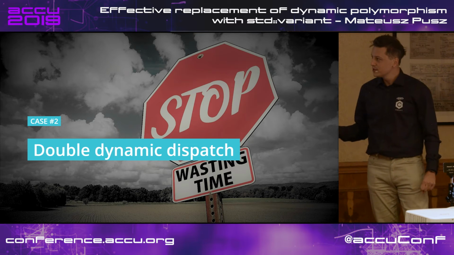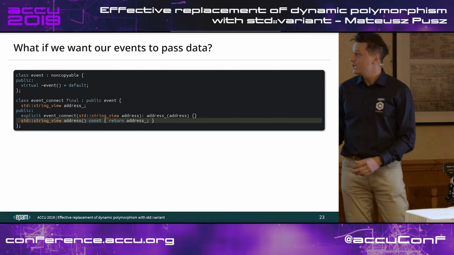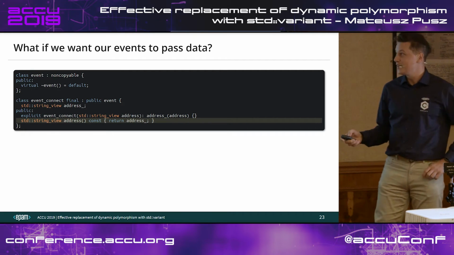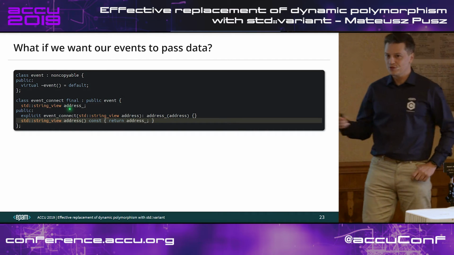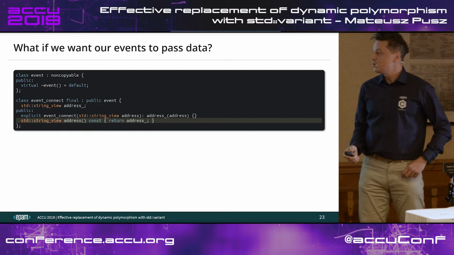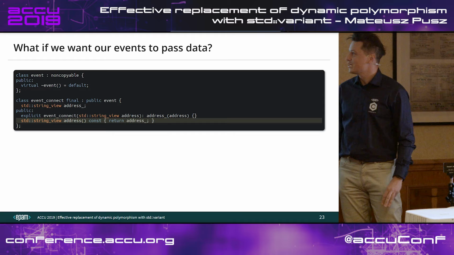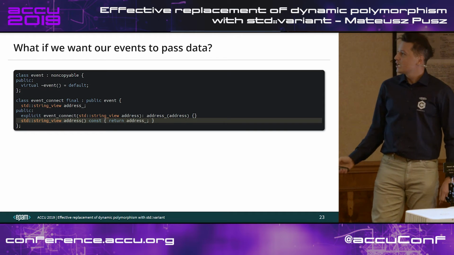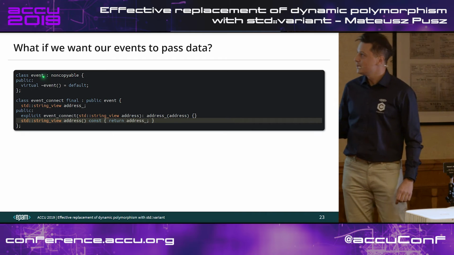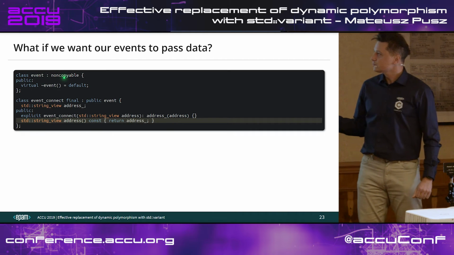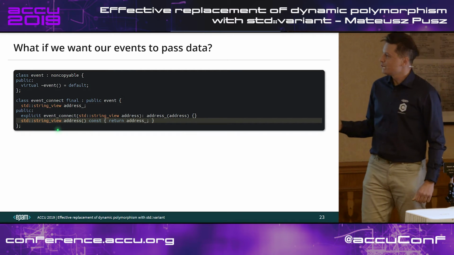The second case is double dynamic dispatch. So let's assume, for example, that one of our events wants to provide some data to our system. Like, for example, the event connect would provide an address to connect with. So this is not just a simple enumeration. It wants to provide some data to your machine. And in such a case, you would have to build another polymorphic tree. You would have to provide an event base class that will be non-copyable. You have to provide child classes for each event.